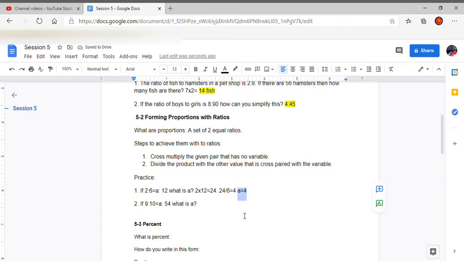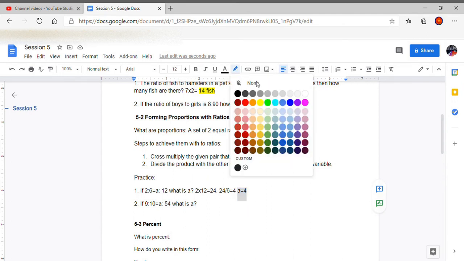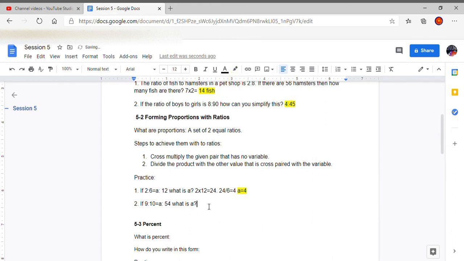Variables basically just stand for a number. So it's not that complicated that you're probably thinking, oh no, there's letters in math, I'm so confused. But it's just a sign that's standing for a number. So now we know that a is just equal to 4. So you can, if you want, just replace this with a 4, but you don't have to. Just write a equals 4, and that would be your answer.